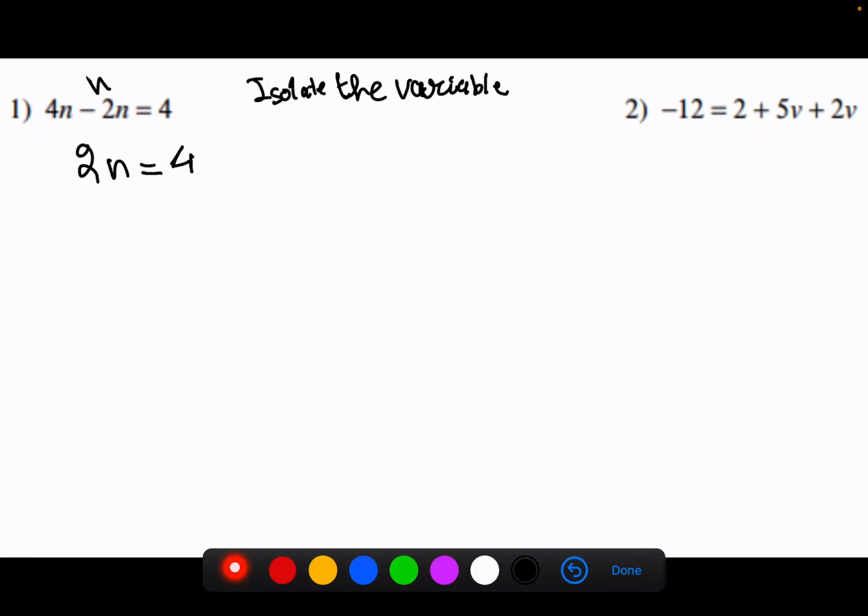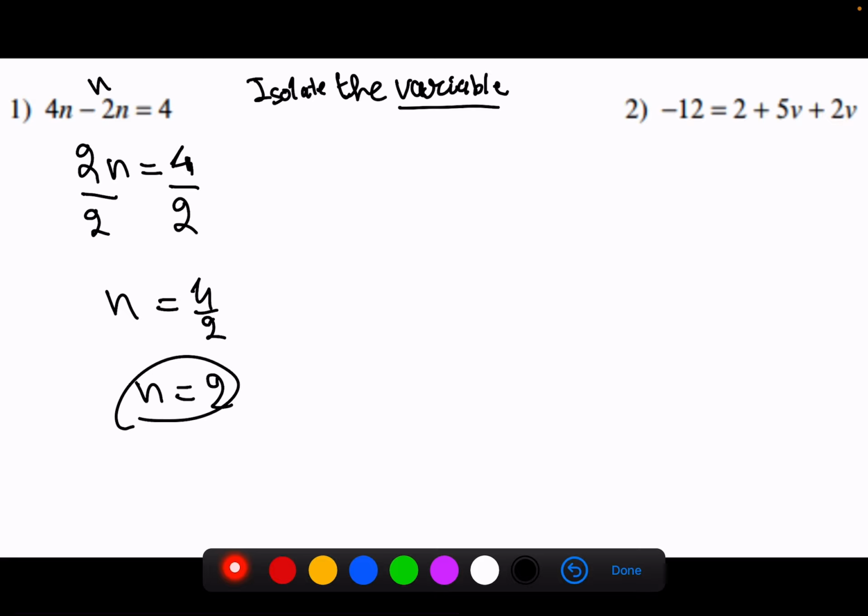The reason why 4n minus 2n is 2n is because if you have 4n minus 2n, you have a common factor here of n, so you can factor that out. You get n times 4 minus 2, which is n times 2, which is just 2n. That is the simple basic reasoning behind this method. Then we're going to divide both sides by 2 so that we can isolate the variable, and we get n is equal to 4 over 2, which is equal to 2.